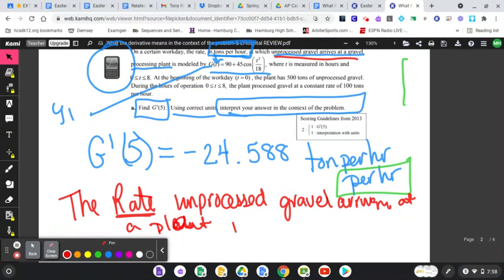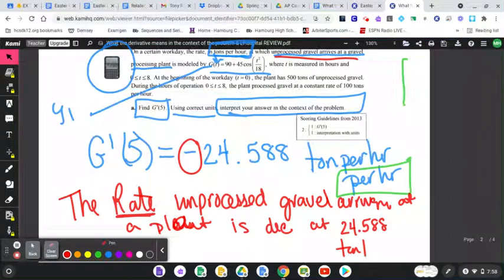Is decreasing. Why decreasing? I got a negative answer, at 24.588, NUT. So now I'm using my units: tons per hour, or tons per hour squared. Specifically at, use my capital AT here.